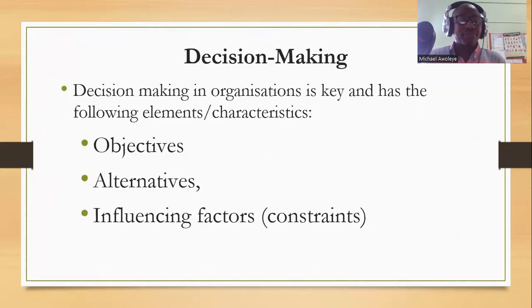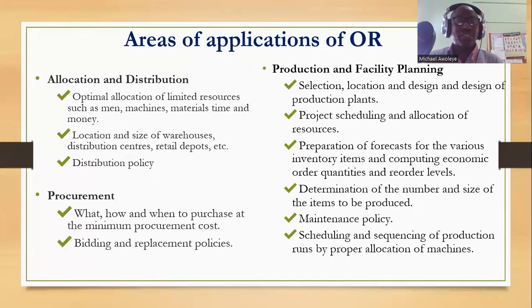Now, decision-making. Decision-making in an organization is key and has the following elements. Number one is objectives. What are the objectives that you have set in an organization? What are your goals? And then you must have alternatives. Alternatives must be in place. And then there must be some constraints, influencing factors of this decision.